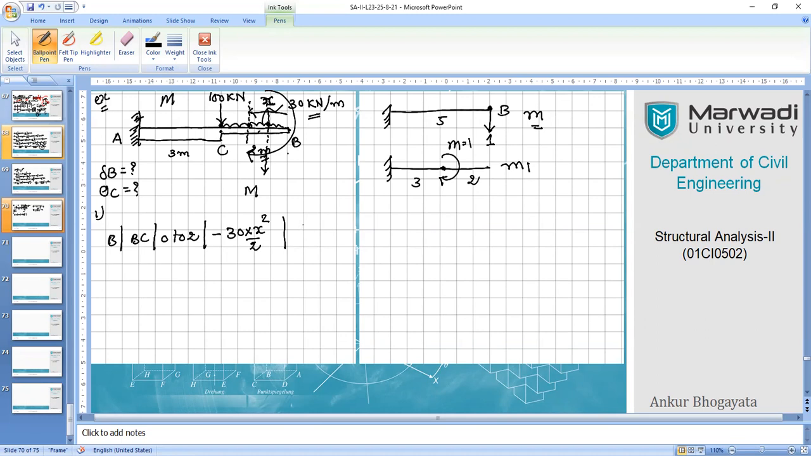Now you can mute yourself and let me go to somebody else for helping me in development of the small m equation. Vivek is there. Vivek, you can unmute yourself. Help us write the equation for segment B to C with unit load. This is our point of interest.